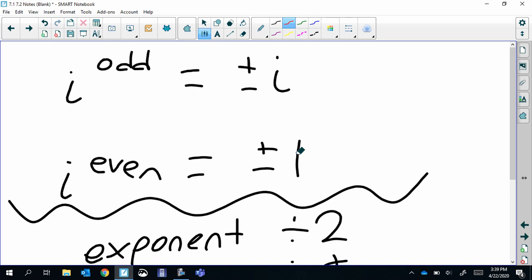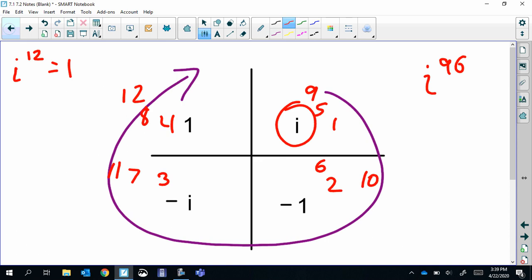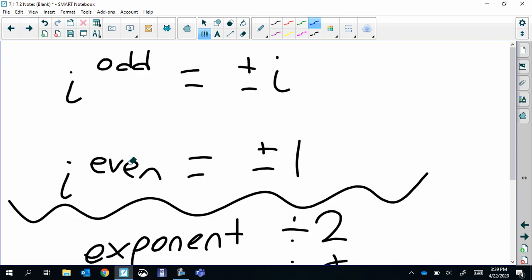If it's i to an odd power, if you look at that, the odds were in these two quadrants, and both times it was either i or -i. And then the evens are in these two quadrants, and both times you either get 1 or -1. So just by looking at the exponent, you know it's either going to be i or 1, based off of whether it's odd or even. Odds are i, evens are 1.